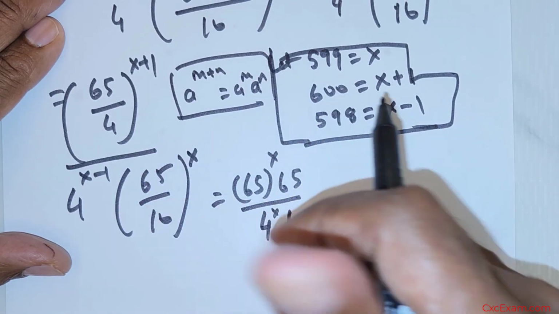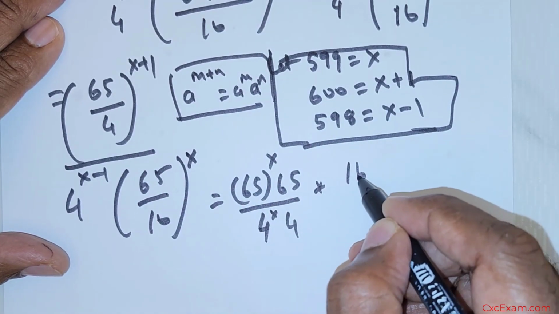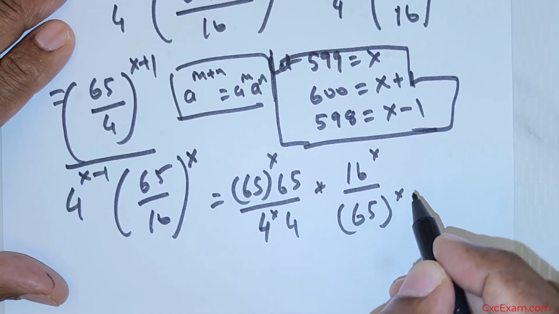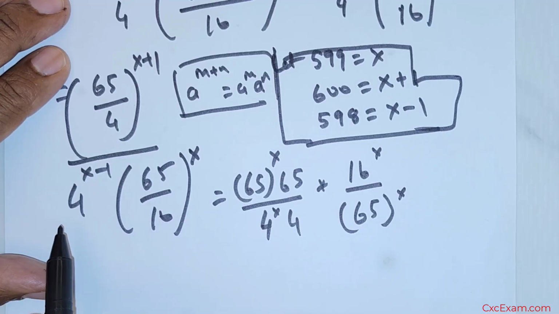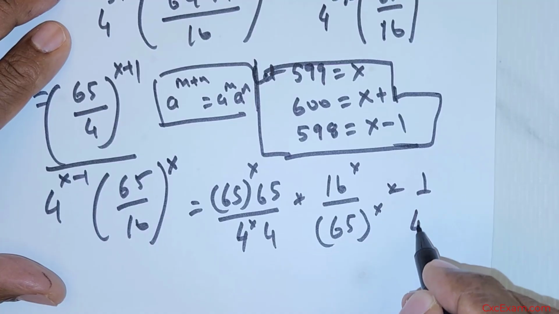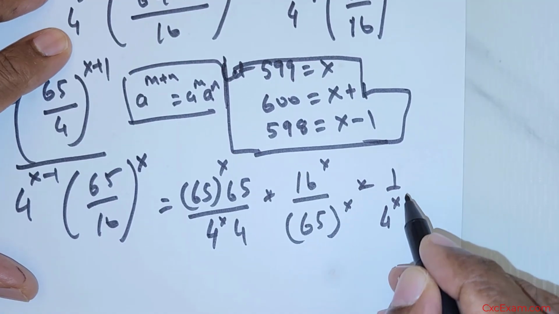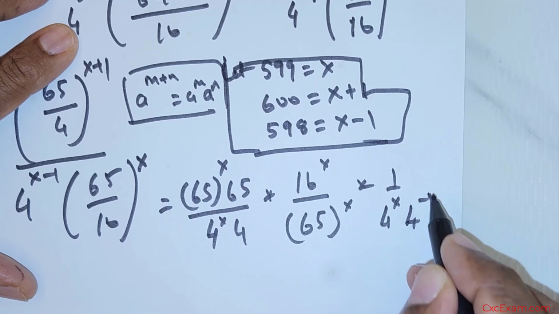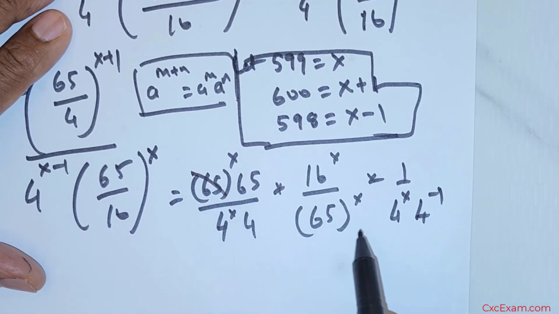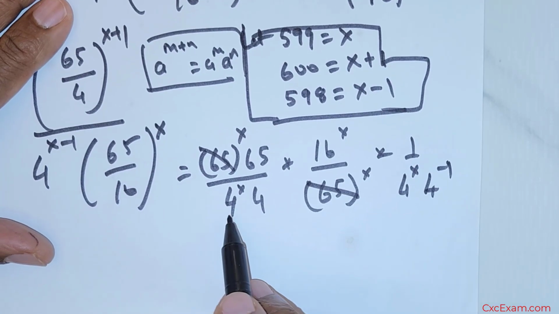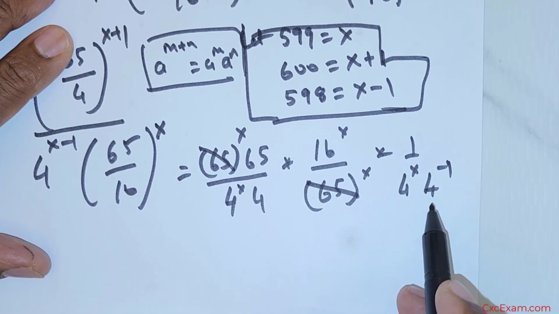Fair enough. Now you can flip this. If you flip this, you get 16 raised to the power of x divided by 65 raised to the power of x. Now you already have 4 raised to the power of x minus 1. So write it as 4 raised to the power of x multiplied with 4 raised to the power of negative 1. Okay. Now 65 raised to the power of x, 65 raised to the power of x goes away. Now 4 raised to the power of x, and you have a 4 raised to the power of negative 1.